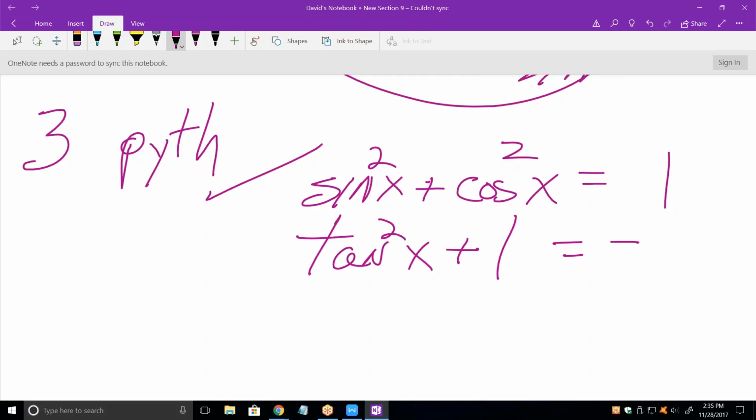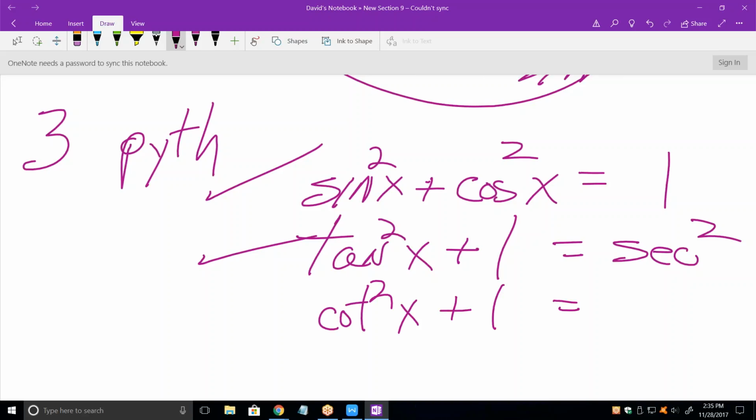Secant squared. And finally, you don't have to memorize the third one. The third one is the second one, only using the cofunctions, not the reciprocals, the cofunctions. So what is the third one? Cotangent squared theta, or squared x, plus 1 equals cosecant squared x. Those are your 11 identities that you have to know.